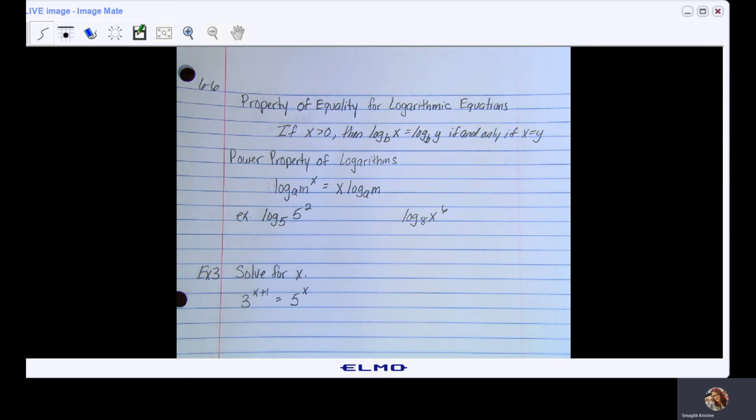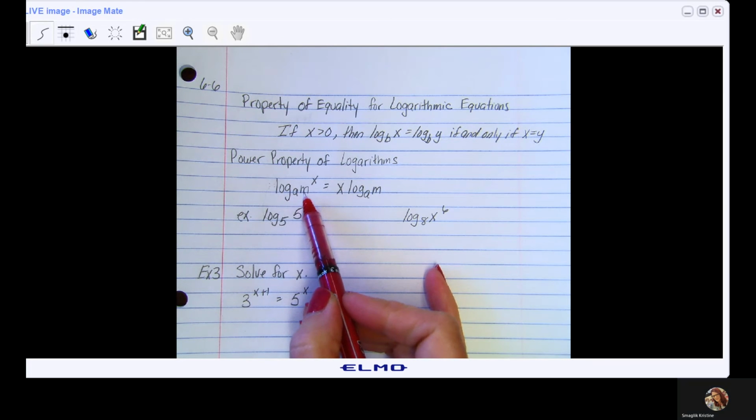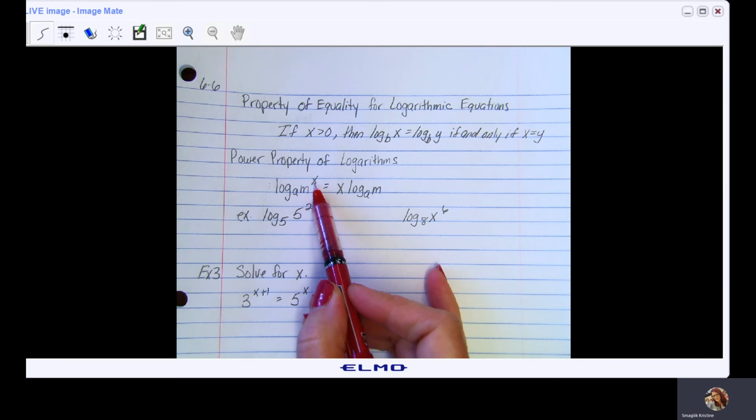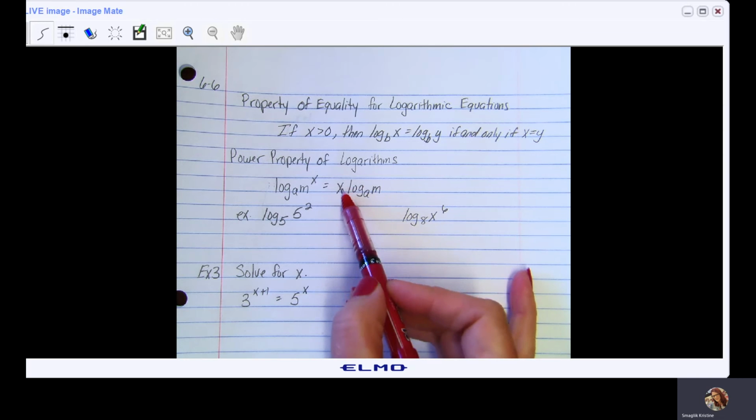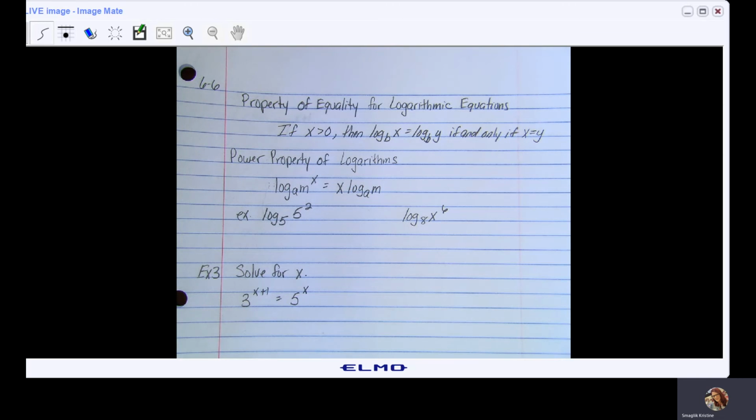Now, we have the power property of logarithms. In our curriculum, we don't have to do topic 6.5. 6.5 covers the properties of logarithms, and there's really only one that we are going to use in 6.6, and it's pretty easy, and it's the power property of logarithms. And so what the power property states is if you have log base a of m raised to the x, what you're going to do is you just take that exponent and move it in the front. So let's do an example.